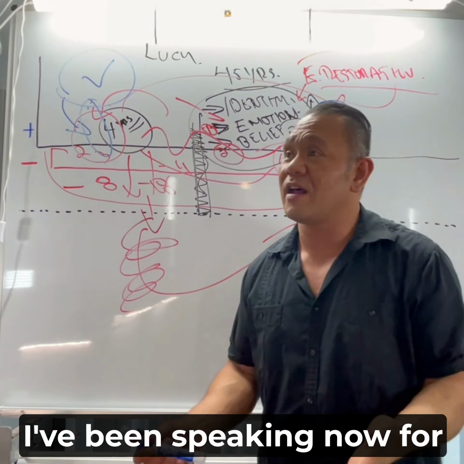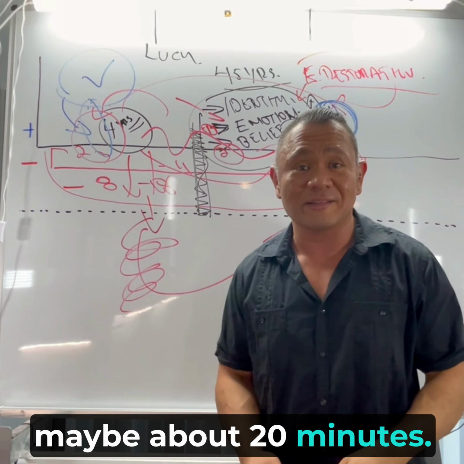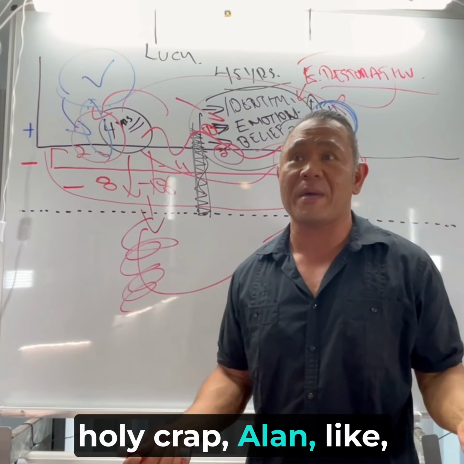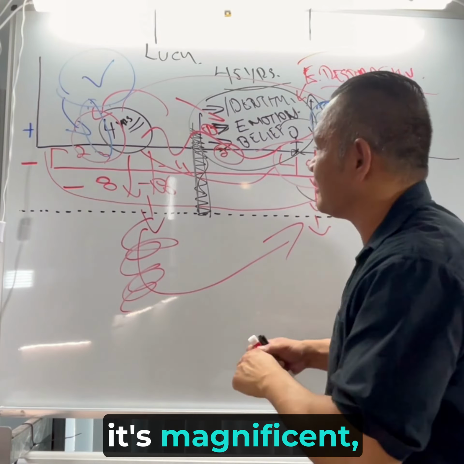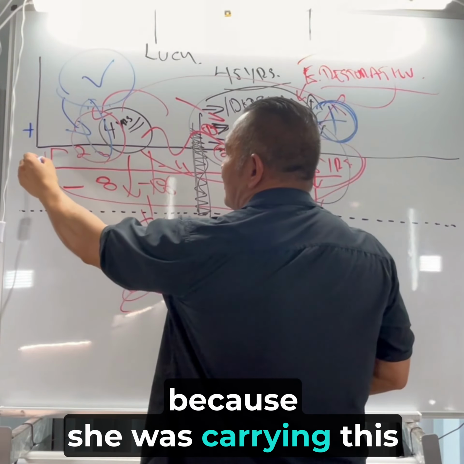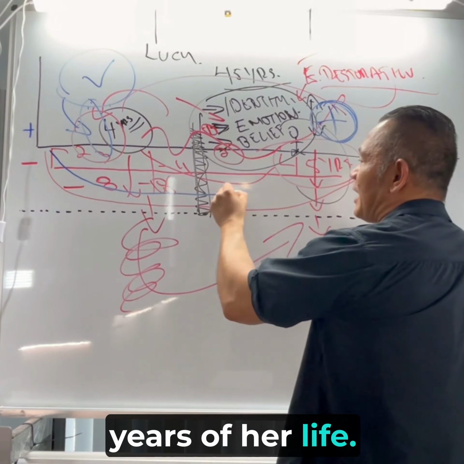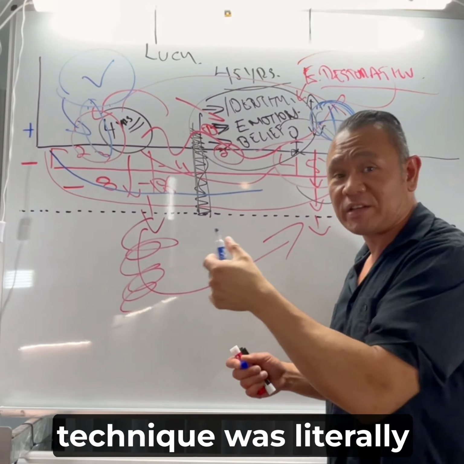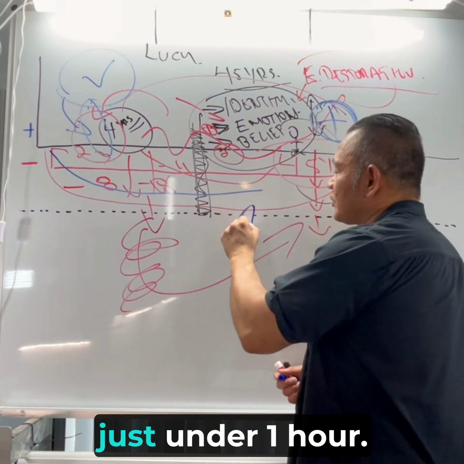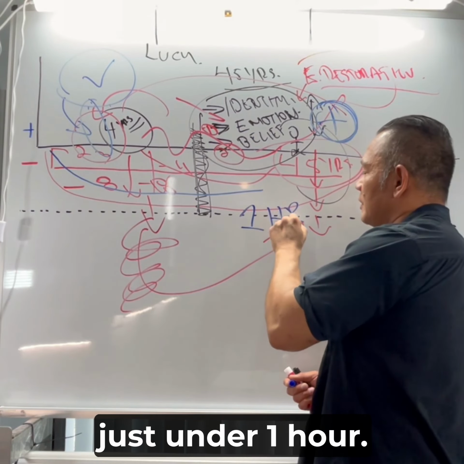Now, look, I've said a lot. I've been speaking now for maybe about 20 minutes. You might be thinking, holy crap, Alan, how long did that take? Here's where I think it's magnificent. Because she was carrying this pain for 40-something years of her life, the actual time that we spent in the emotional restoration technique was literally just under 1 hour.